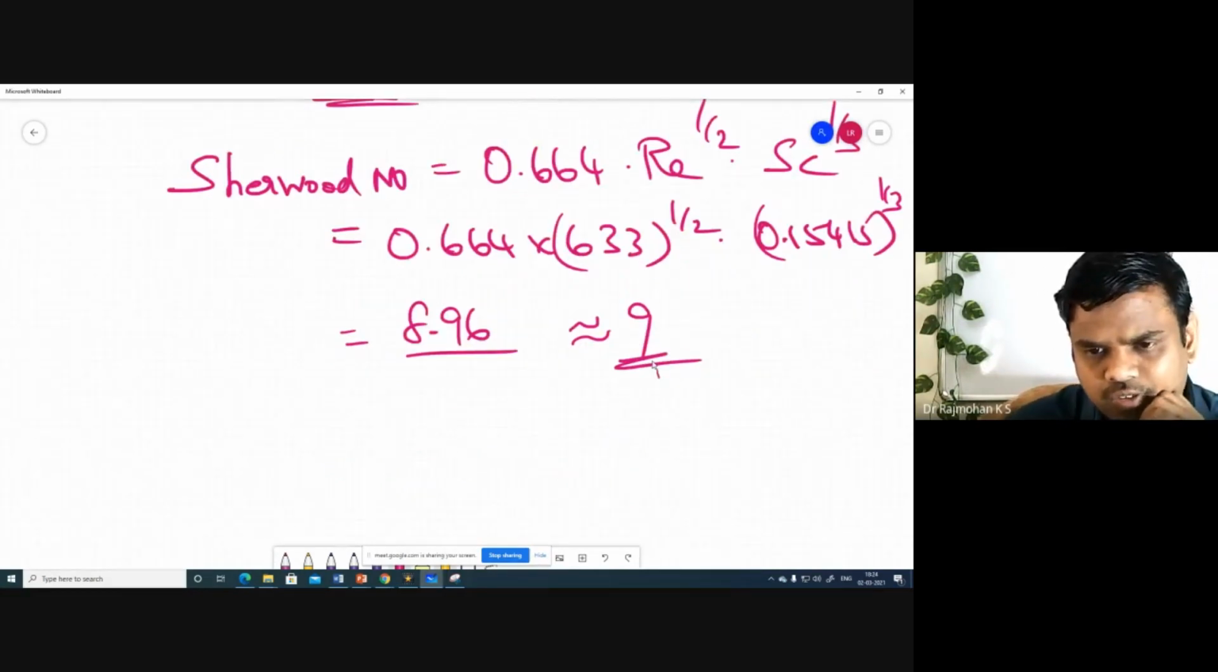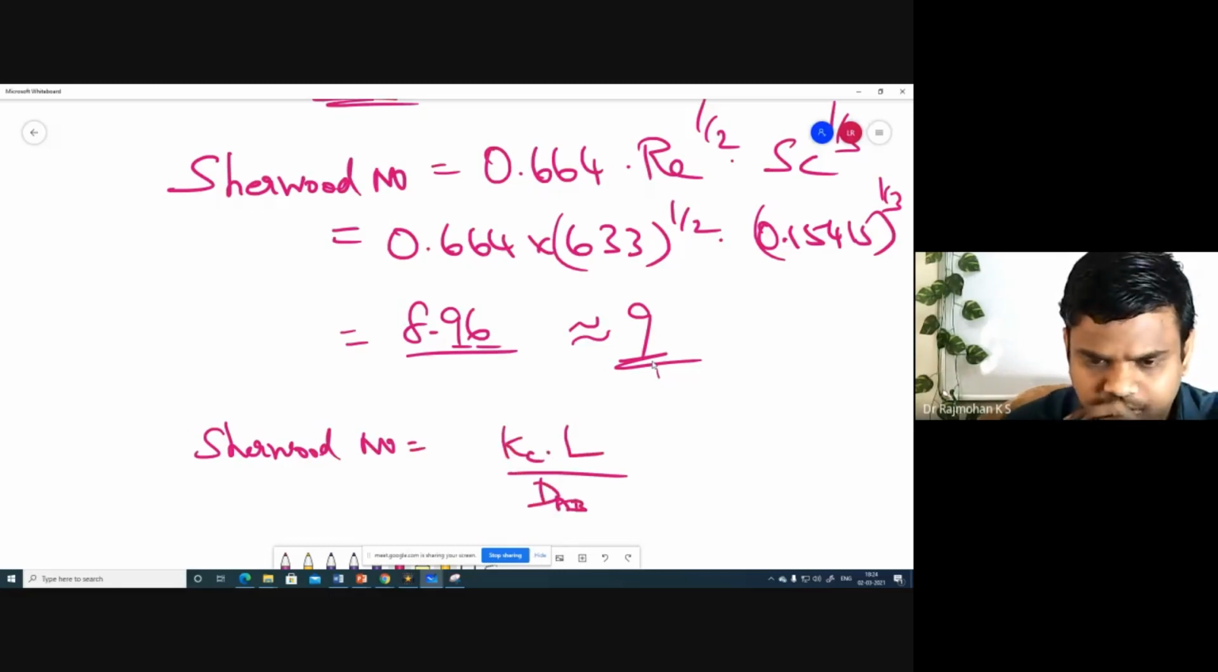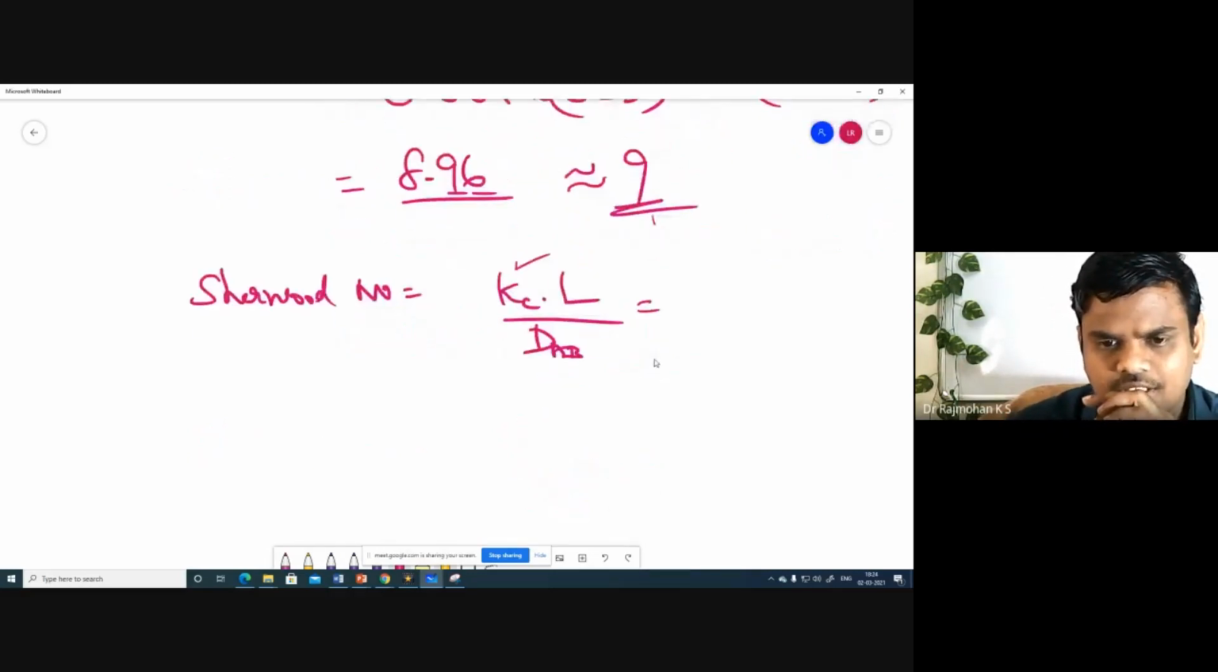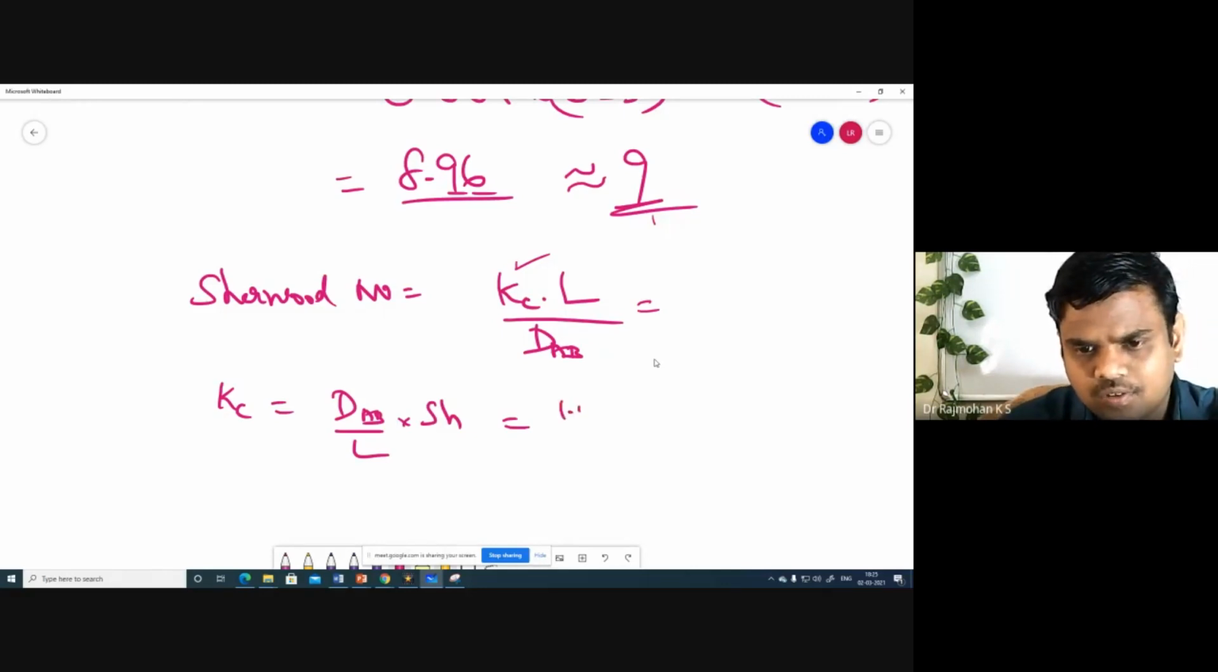Whatever you get, you write with 2 digits. And what is the definition of Sherwood number? Sherwood number is equal to Kc times characteristic length by DAB. Characteristic length we have, so we can get the Kc value now. So Kc equal to DAB by L into Sherwood number. DAB value is in centimeter square per second, so you can substitute the same way. DAB is given as 1.025 centimeter square per second.